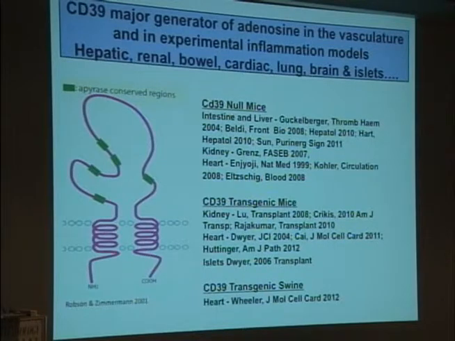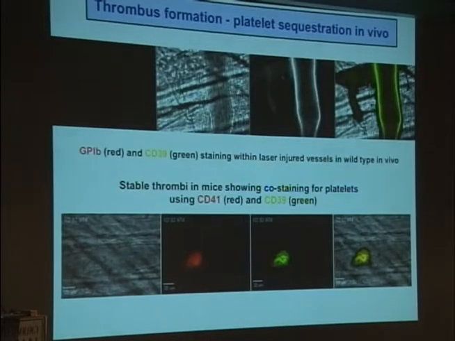I won't bore you with all of this data, but it's essentially a major mediator of adenosine generation. It blocks inflammation in experimental models of liver, kidney, bowel, cardiac, lung, brain, and islet ischemia-reperfusion injury, stroke, and transplantation. We've generated transgenic mice. Keiichi, who spoke this morning, was the first to make the knockout mice in this family of molecules. And we've also, working with the Australian group, generated CD39 transgenic swine that David has been looking at.